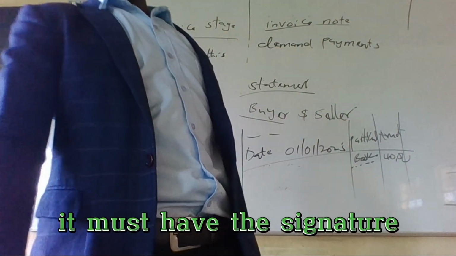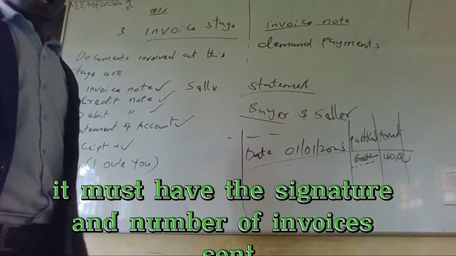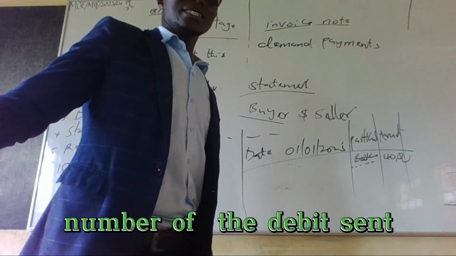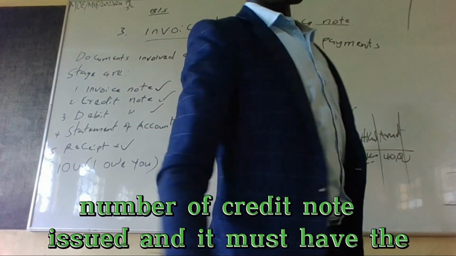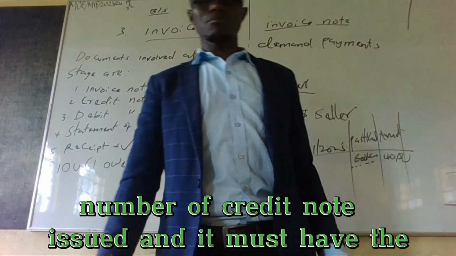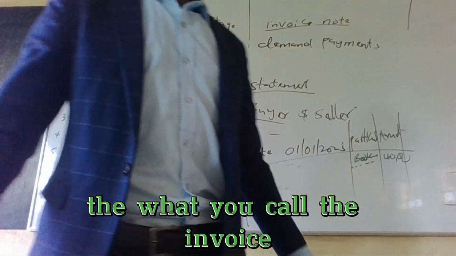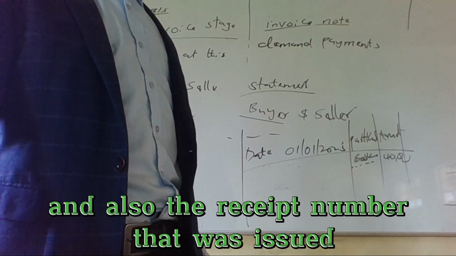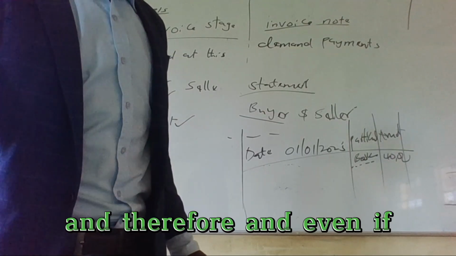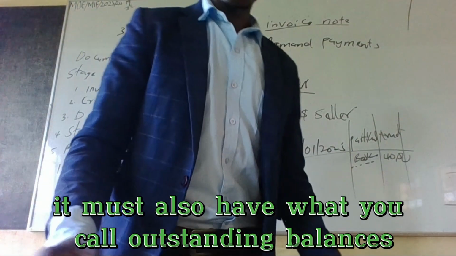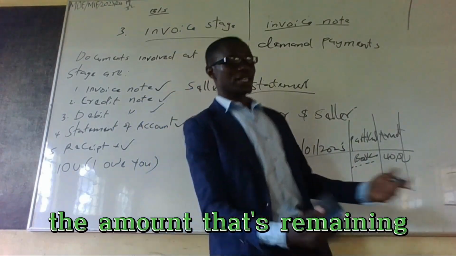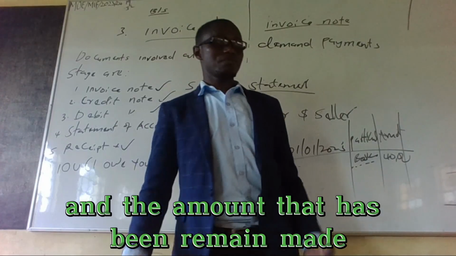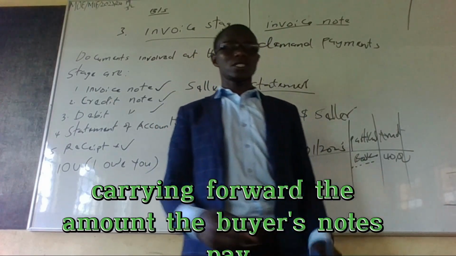And of course, it must have the signature. It must have the number of invoices sent, number of debit notes sent, number of credit notes issued, and the receipt numbers that were issued. And it must also have the outstanding balances, the amount that's remaining, the amount the buyer has paid, and the amount that has been carried forward, the amount the buyer did not pay.